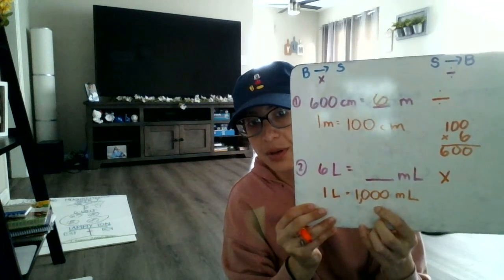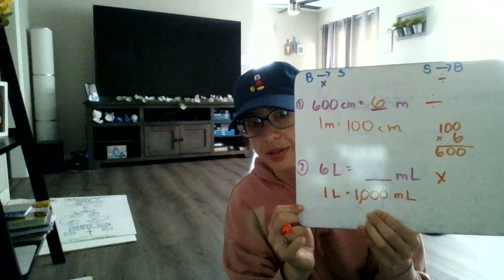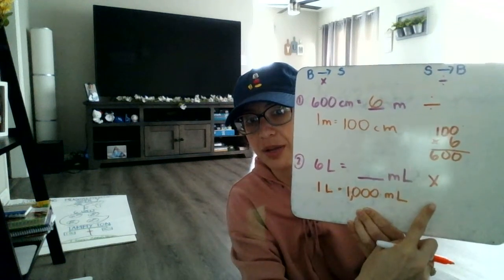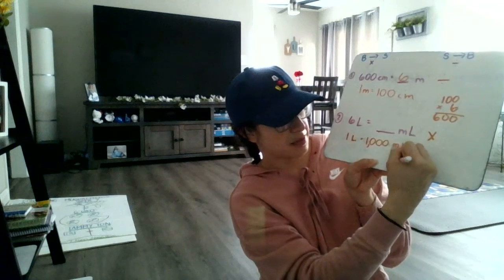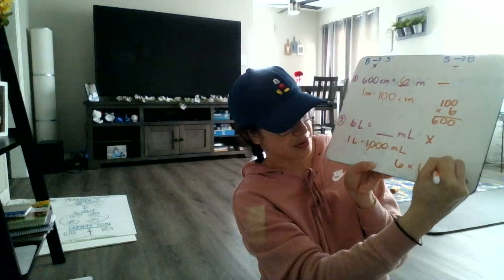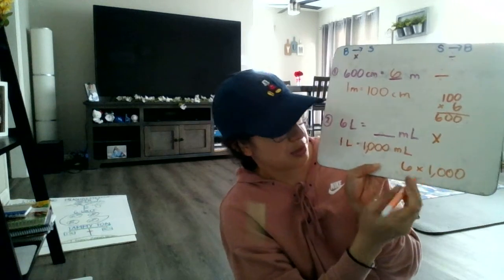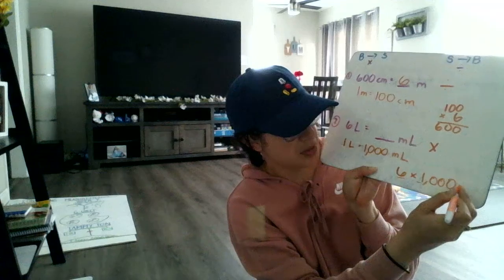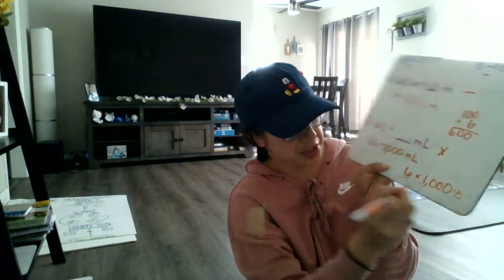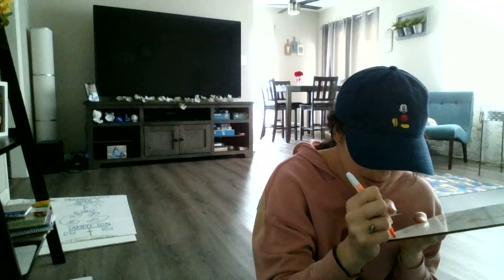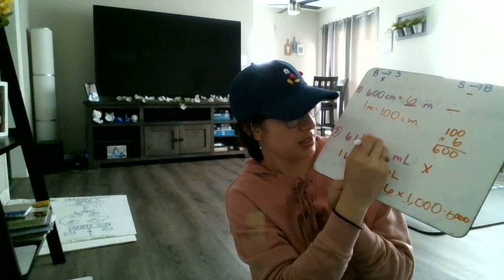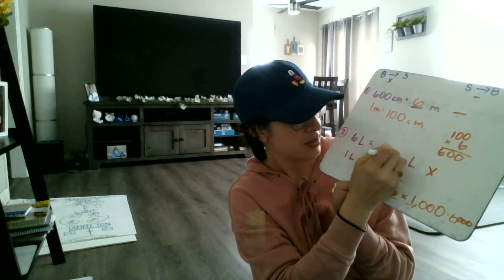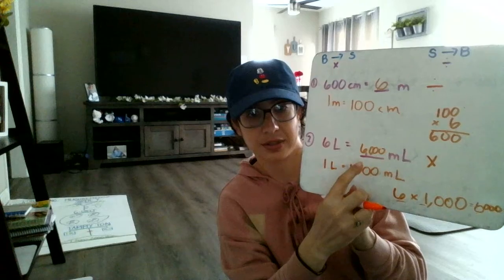What do you think I do with this number and this number? We're going to multiply, right? So if we do the basic fact, if we write 6 times 1,000, we should be able to understand that 6 times 1 is going to give us 6, and then we add the 3 zeros. I'm not going to have enough space. 1, 2, 3. So we should get 6,000 as our answer. So in 6 liters, that means we have 6,000 milliliters. Okay. Next one.